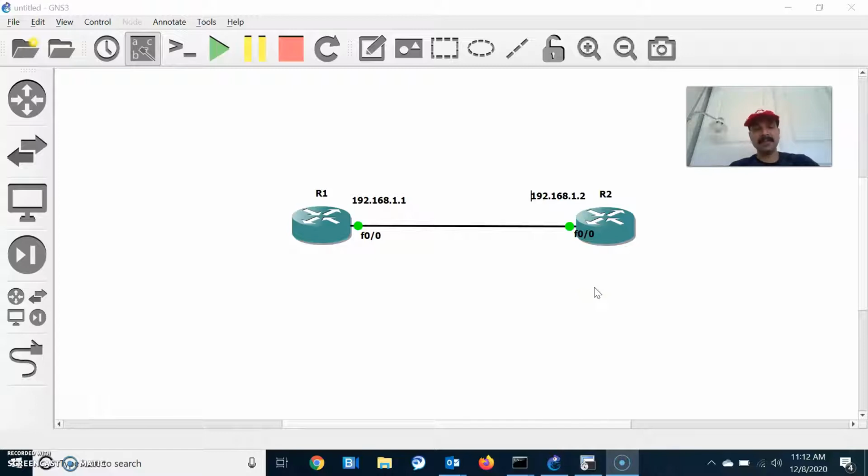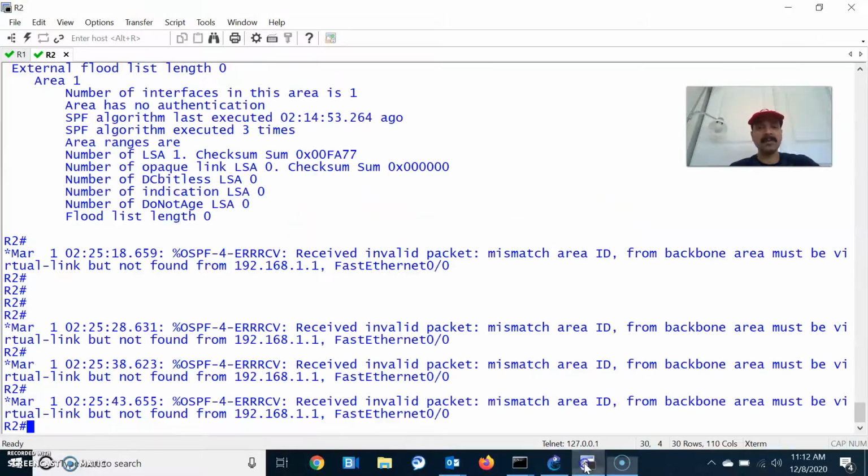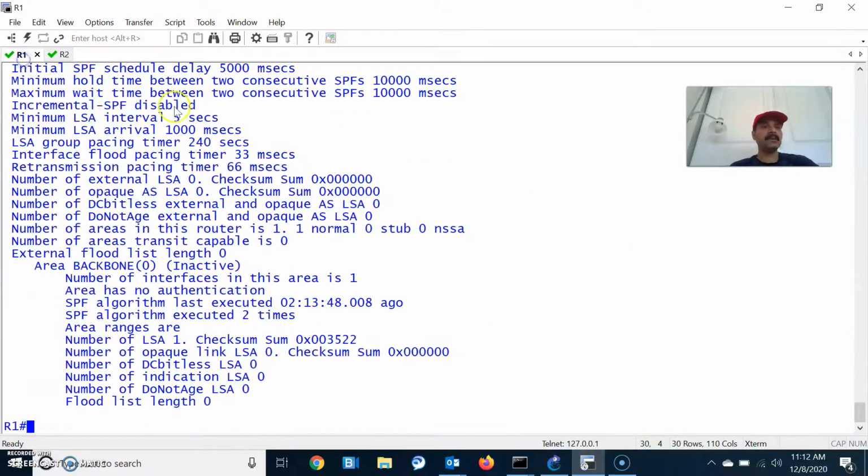And today let us discuss how to troubleshoot OSPF neighbor adjacencies. For some reason, R1 is not able to establish a neighbor relationship with R2. So now let us go and do the debugging. Let us go to R1. So now what we can do, let us do a debugging.